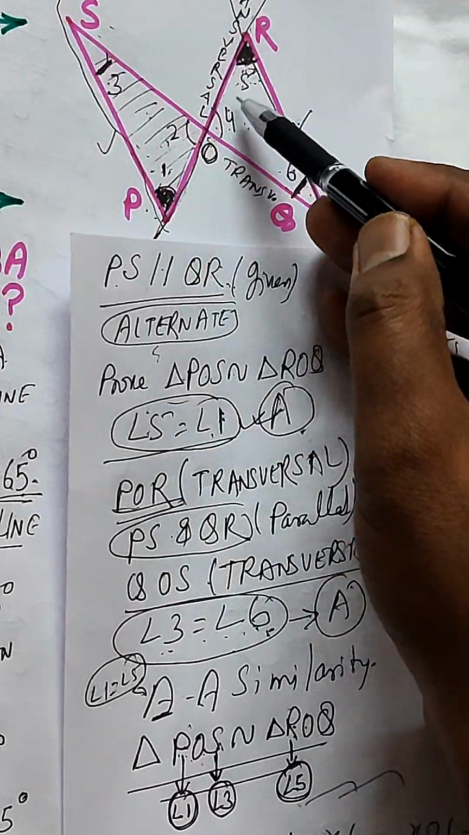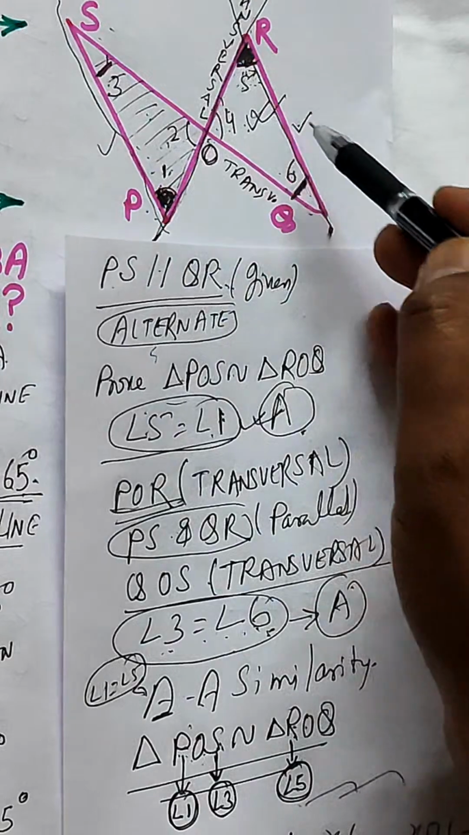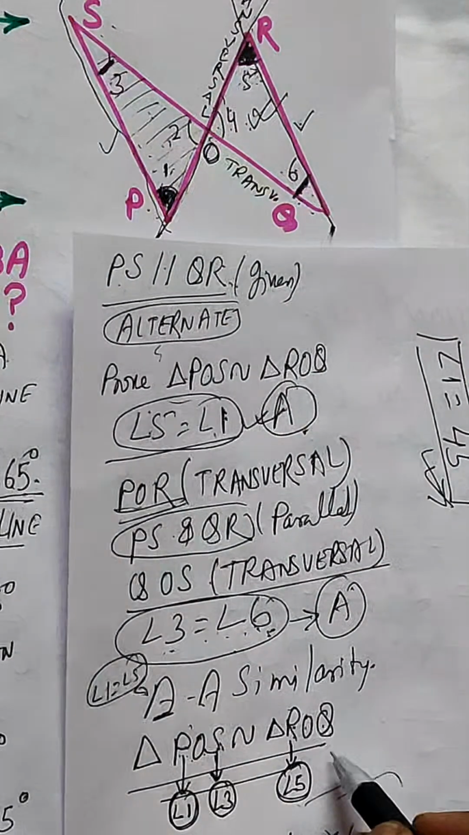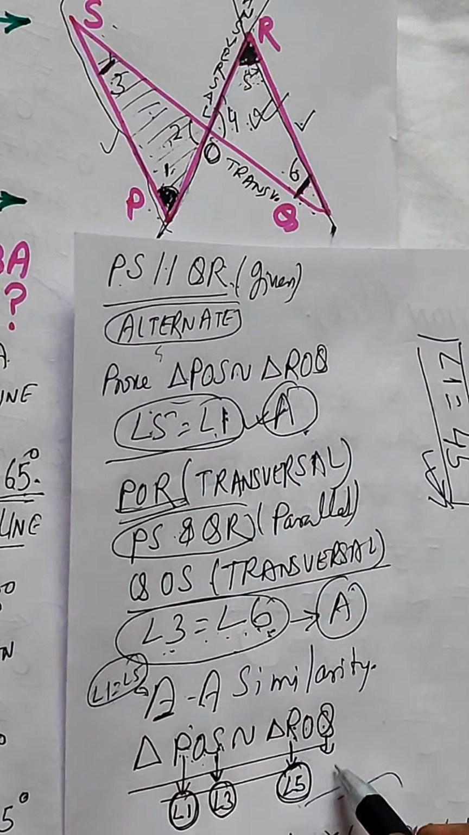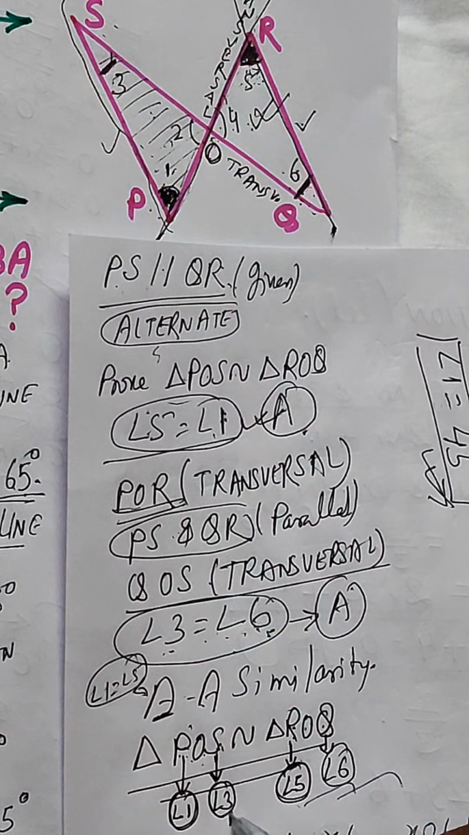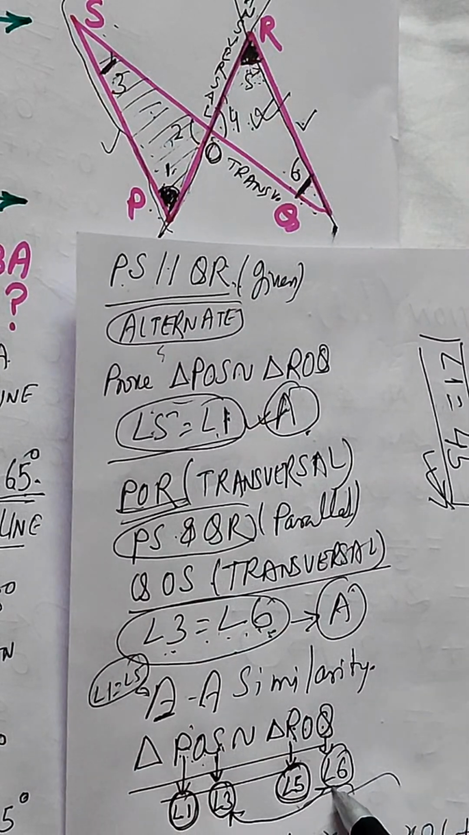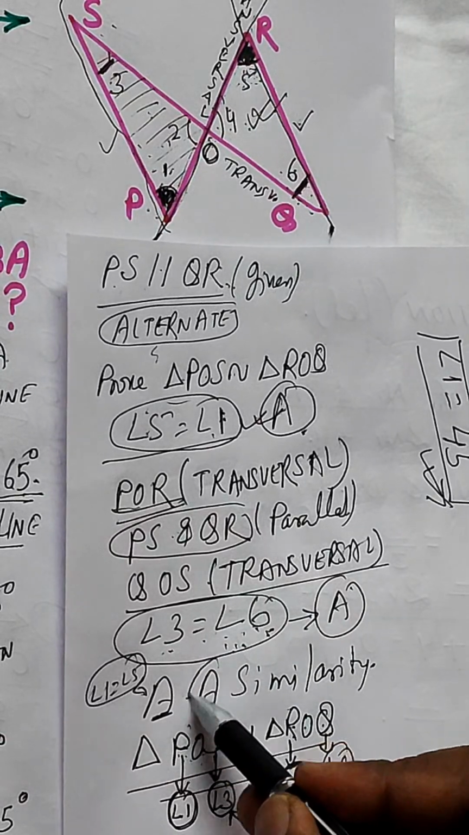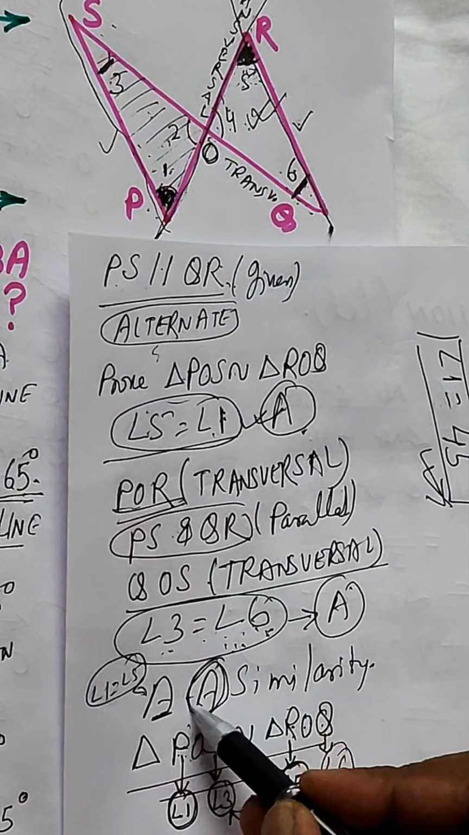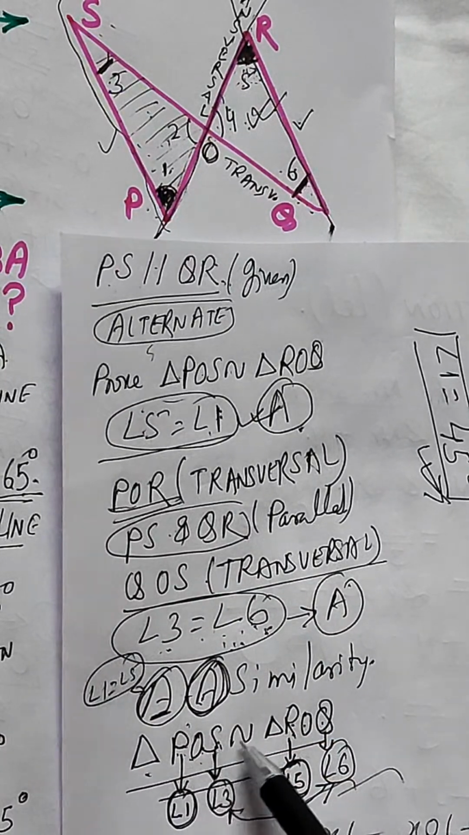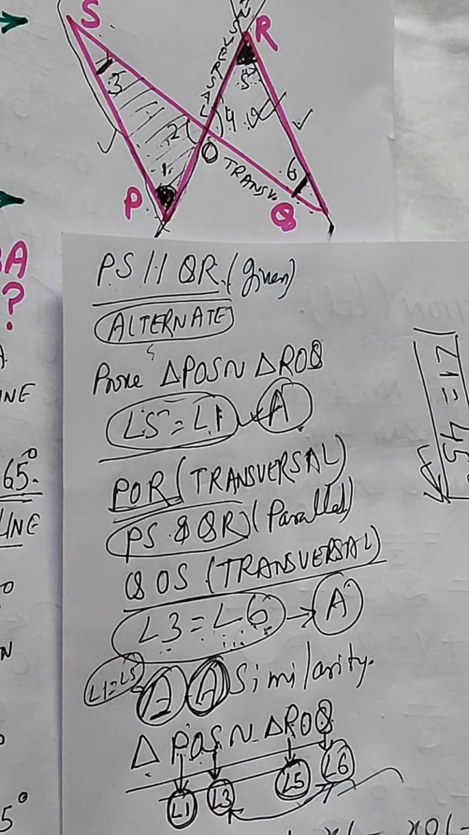In this triangle, this is angle Q, right? So here you can see this is angle Q and angle 6 is here, and we have proved angle 3 equal to angle 6. Here you can see. So this is the other part of this AA criteria, this A and this A. So by AA similarity we can say triangle POS is similar to triangle ROQ.